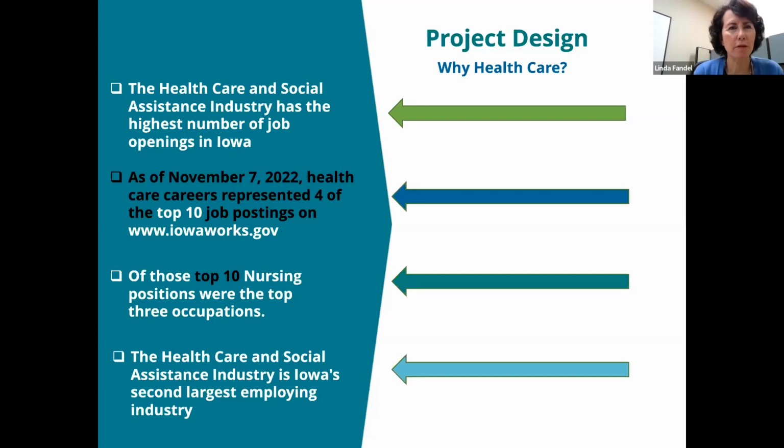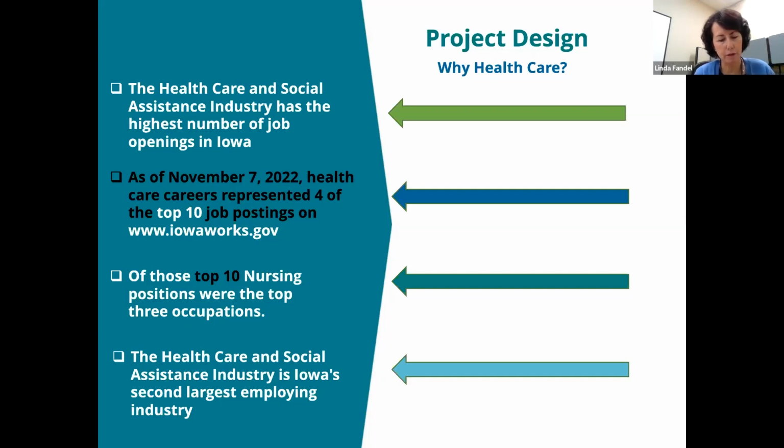So why is this project focused on healthcare? You can probably guess, but the healthcare and social assistance industries have the highest number of job openings in Iowa. As of November 2022, healthcare careers represented 4 of the top 10 job postings at iowaworks.gov. Nurses lead typically, and this has been going on for many, many months and many years. So this is probably not news to anyone, but we tend to see registered nurses, nursing assistants, and licensed registered nurses and vocational nurses in those top occupations.